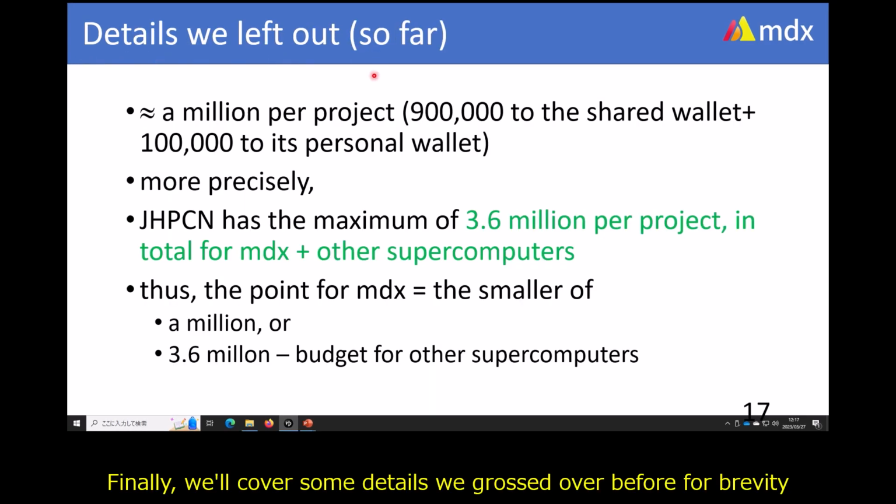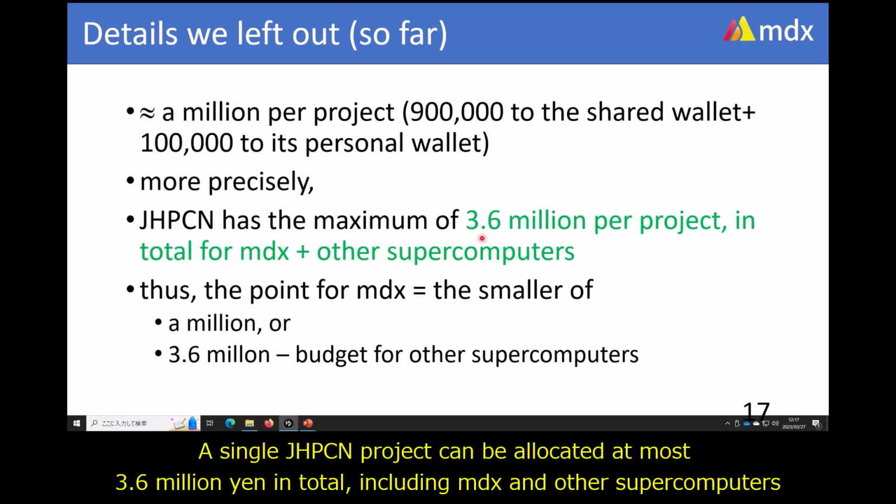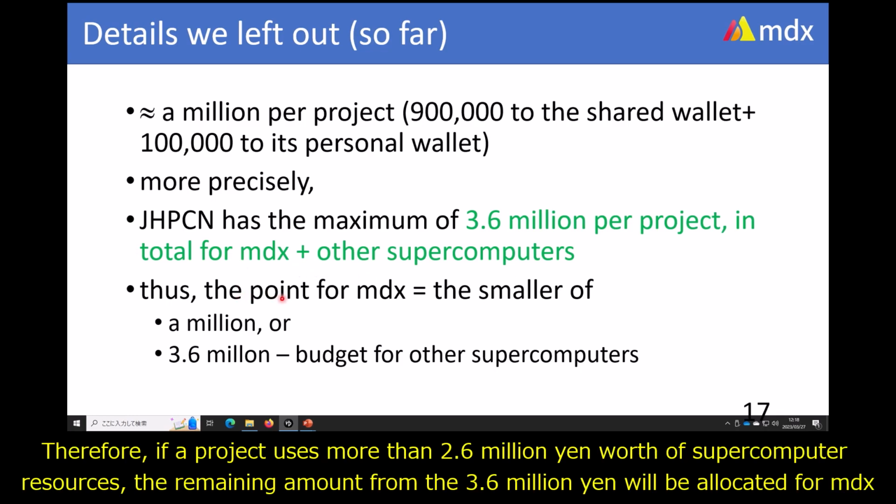Finally, we'll cover some details we glossed over before for brevity. Earlier, I said 1,000,000 points is allocated per project. In fact, it is as follows, to be more precise. A single JHPCN project can be allocated at most 3.6 million yen in total, including MDX and other supercomputers. Therefore, if a project uses more than 2.6 million yen worth of supercomputer resources, the remaining amount from the 3.6 million yen will be allocated for MDX.